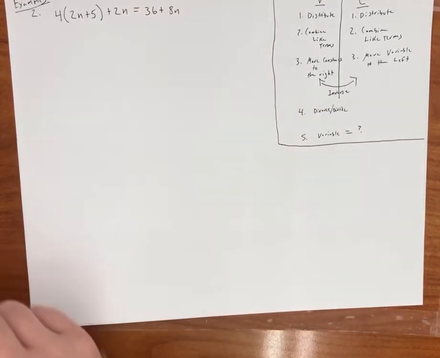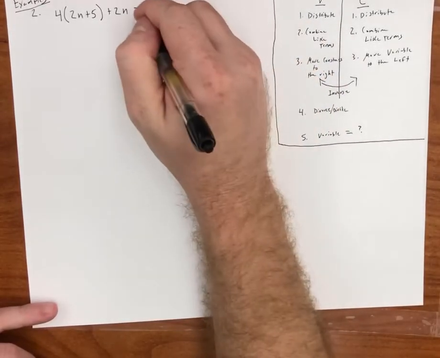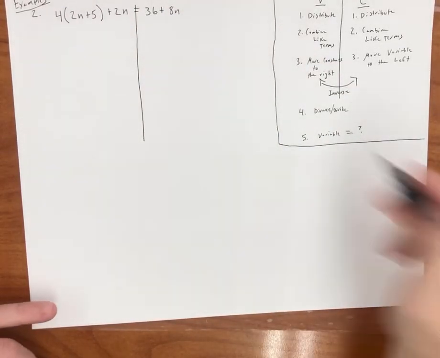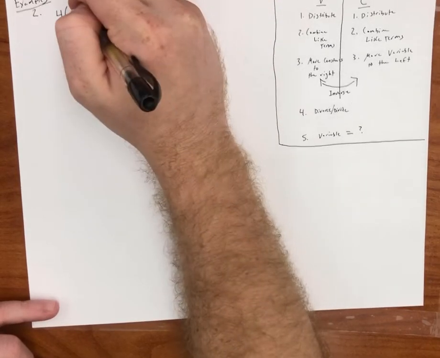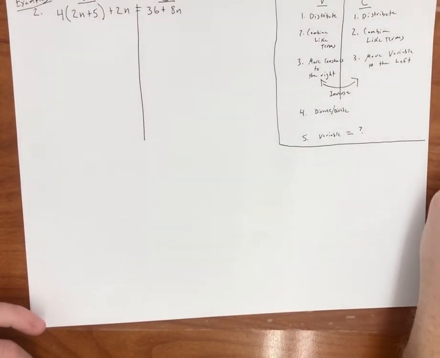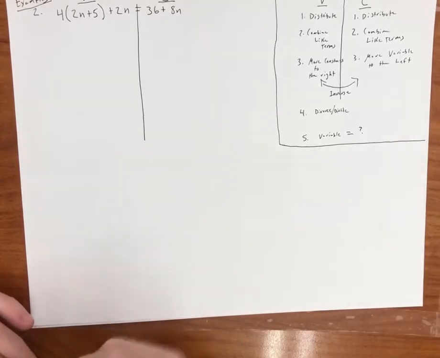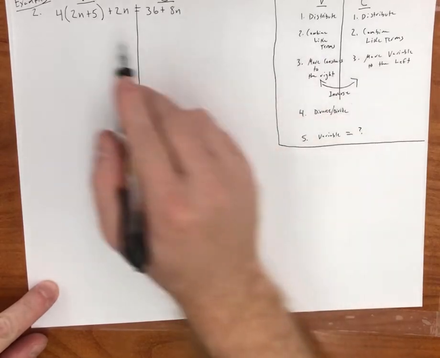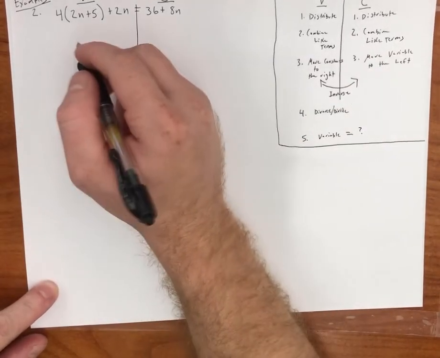First thing I'm going to do is draw my river. I'm going to label this side the variable side because it's my left side, and I'm going to label this side my constant side. All right, so now I've done that. Let's go ahead and do our first step, which is distribution. Remember, distribute. So we're going to distribute on the variable side first.